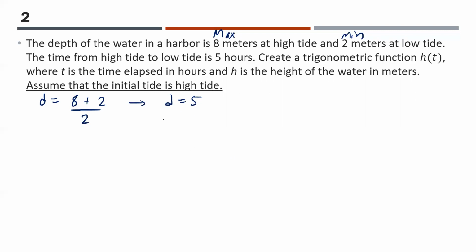Once you have your midline, you can then find your amplitude. And remember, amplitude is how far above or below you go. So in other words, amplitude in this case, since starting at a midline of 5, it's going to go up to 8 or down to 2. Either way you look at it, amplitude is going to be 3.